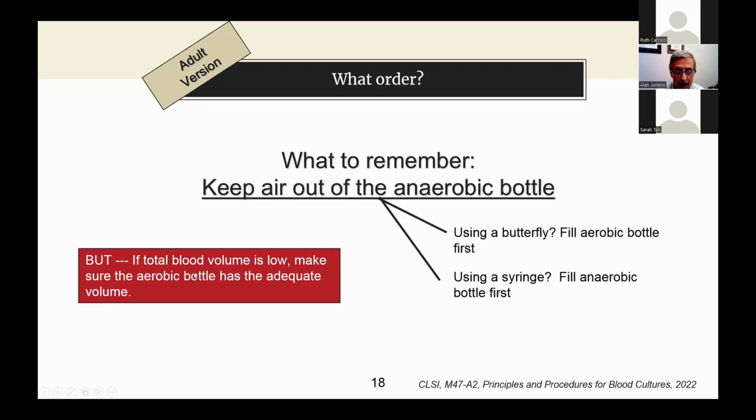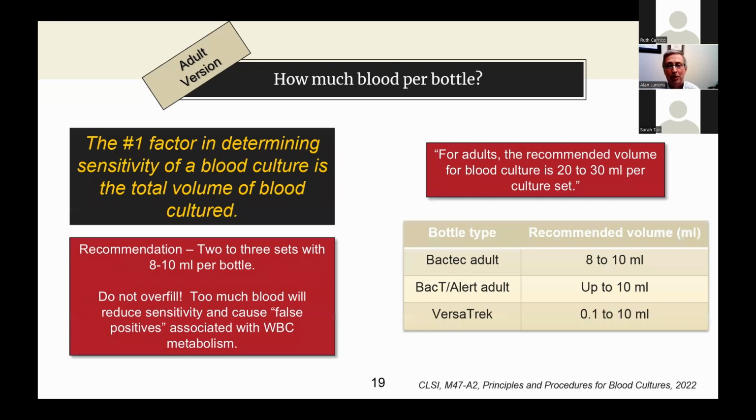But keep in mind, in almost every clinical situation, the aerobic bottle is going to be the more important one. So if your total blood volume is low, if you can't get the total amount of blood that you need to fill 2 bottles, then make sure the aerobic bottle has the adequate volume. So if I'm using a syringe and I've only got 15 mils, then I'm going to fill the anaerobic bottle, but I'm only going to put 5 mils in. And then I'm going to put the other 10 mils into the aerobic bottle. So I want the aerobic bottle to be filled to the adequate volume, and then let the anaerobic bottle get whatever's left.